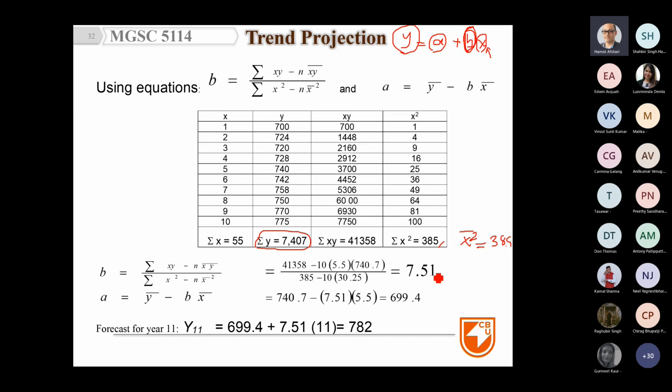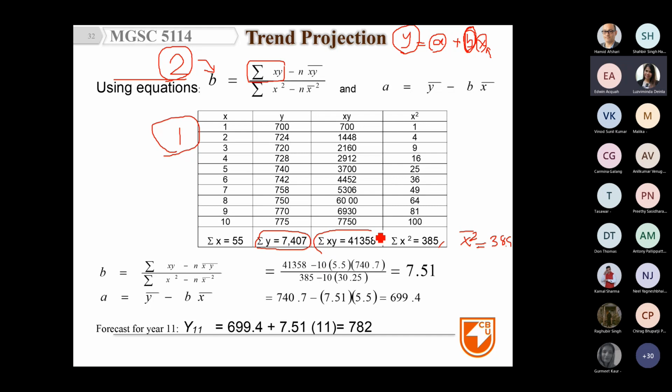So after I did these calculations, the first step is calculating this table. What is the second step? The second step is calculating the value of b. In order to calculate b, I need something that is written here. How much is the summation of x multiply y? 4135, I already have it. Perfect. How much is n? How many periods do I have right now? 10. I just put 10 here.